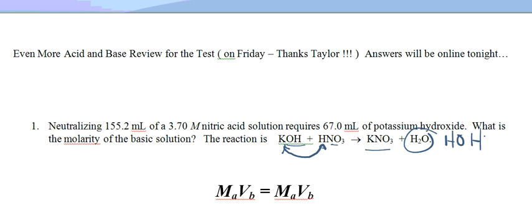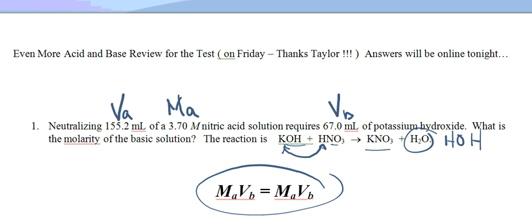Alright, so recognizing that we do have a neutralization reaction, we do have a nitric acid solution, and this is our volume for our acid, this is our molarity for our acid, and then it says requires 67 milliliters of potassium hydroxide, so that's the volume of our base. So if you want to write the variables above, it's probably not a bad idea.